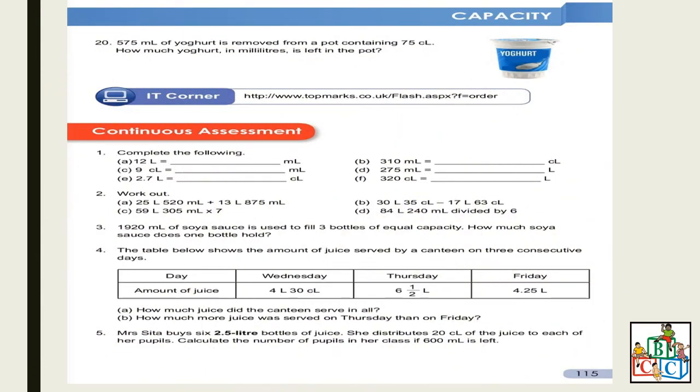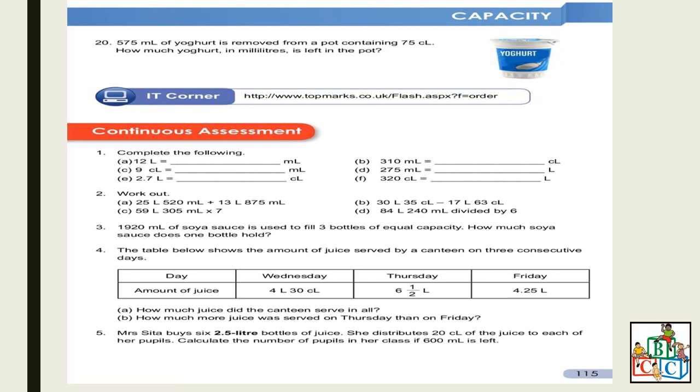Page 115, you have question number 20. 575 milliliters of yogurt is removed from a pot containing 75 centiliters. How much yogurt in milliliters is left in the pot? So here you will have to convert the centiliters to milliliters and then you'll work out the question. Okay, no need to explain this, it's very easy.